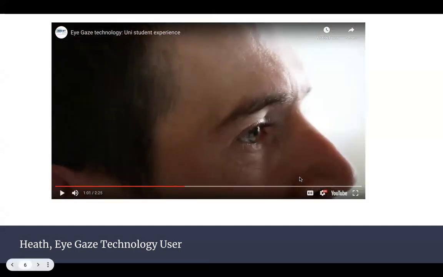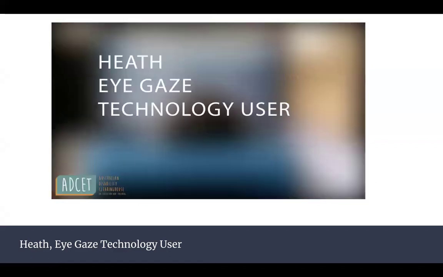And as you see there, Heath was discussing how the eye gaze device allows him to more directly interact and communicate with other individuals, rather than go through the additional levels of interaction that a support worker might require. So we are here encouraging independence and agency in individuals' lives.